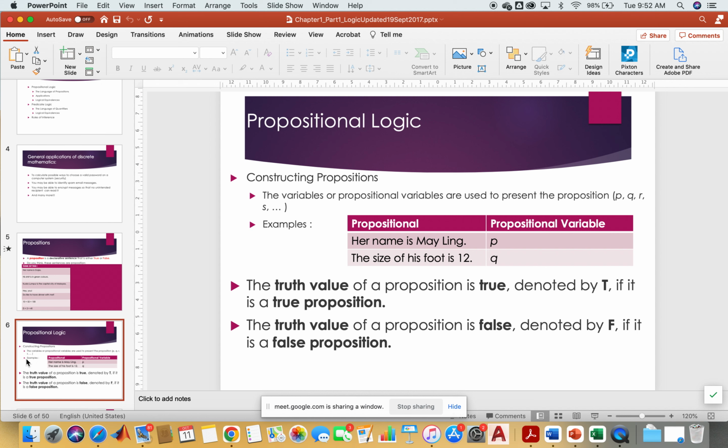Okay, this is the simple example I can give you right now. Clear so far? Alright, good.